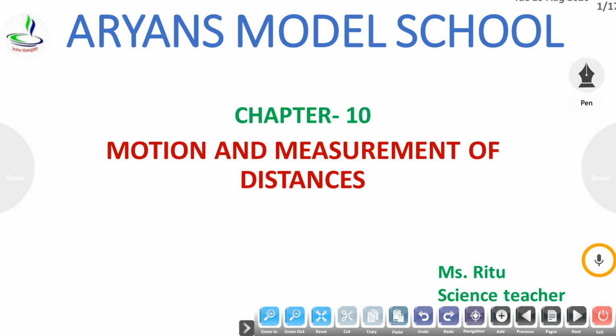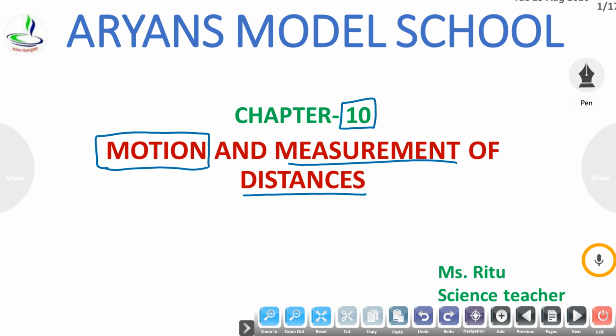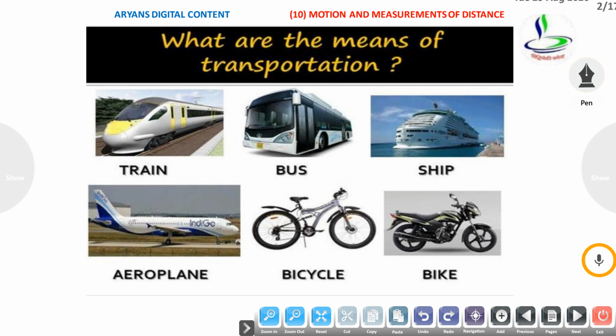Today we will discuss our chapter number 10, that is motion and measurement of distances. We will get to know about motion and how we can measure it in distance. Let's begin. What are the means of transportation? First, we have to know what transportation is.